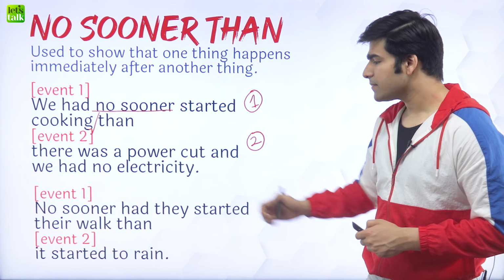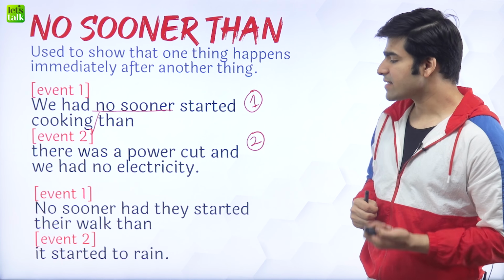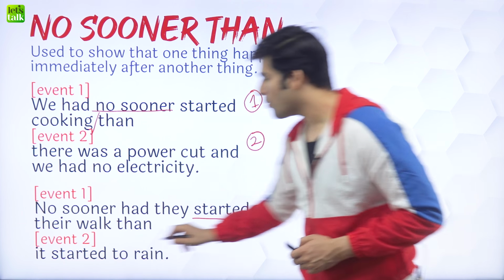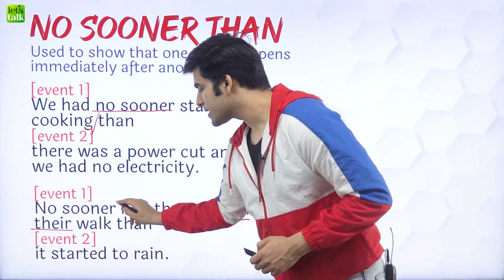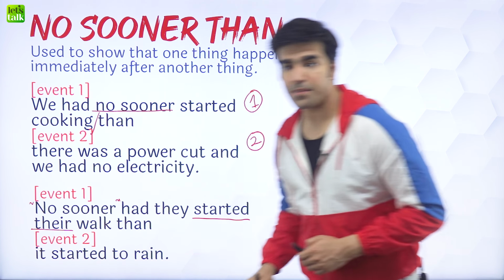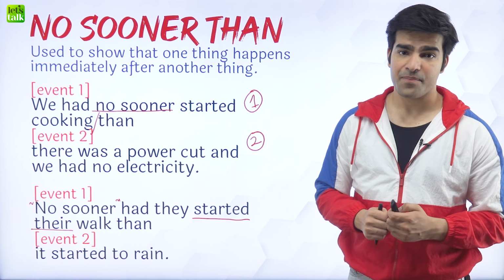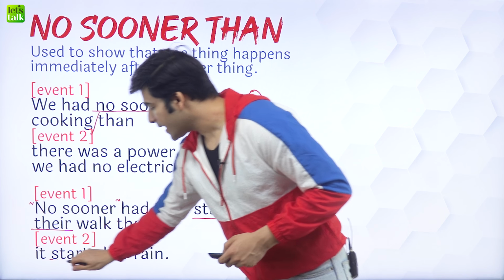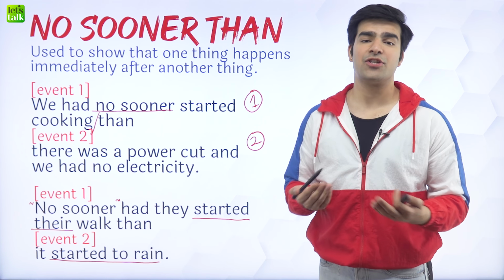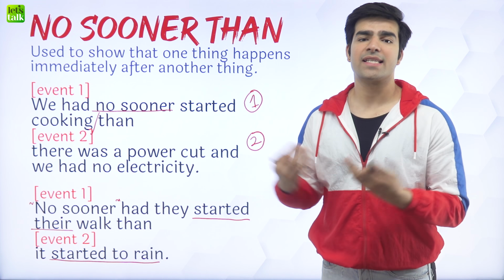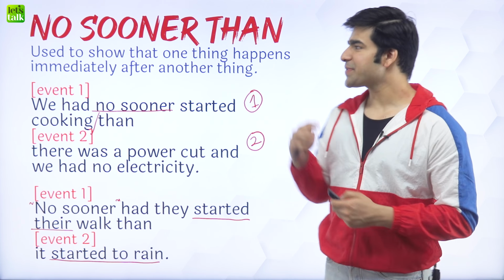The next example is no sooner had they started their walk. So the first event was started walk, and I'm starting the sentence with no sooner. What happened immediately after that? It started to rain. Very important for us to understand. It started to rain immediately after that. I started walking, no sooner, it started to rain. This was all about no sooner.